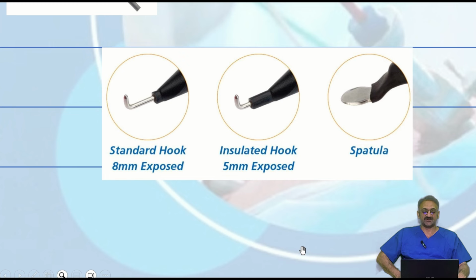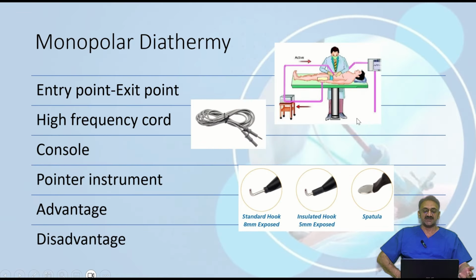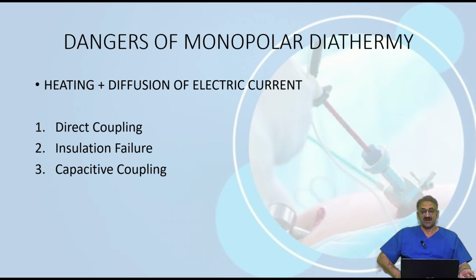There are certain pointer instruments as well, as can be seen here. There is a standard hook with 8 millimeter exposure, the same kind of hook with 5 millimeter exposure, or a spatula, or the end of that pointer instrument may be anything that you want to use. That can be used with a scissor, with a grasping forceps, with a dissecting forceps like Maryland forceps. Anything can be connected to a bipolar or monopolar diathermy, and that can be used.